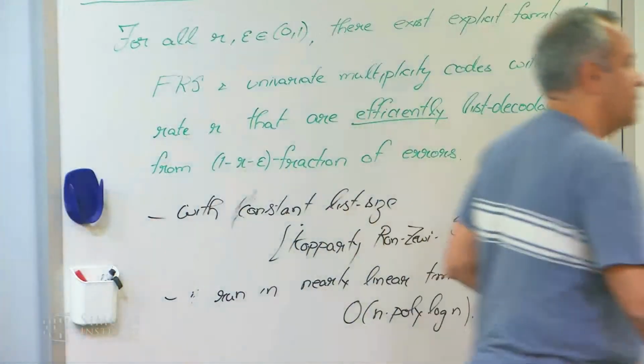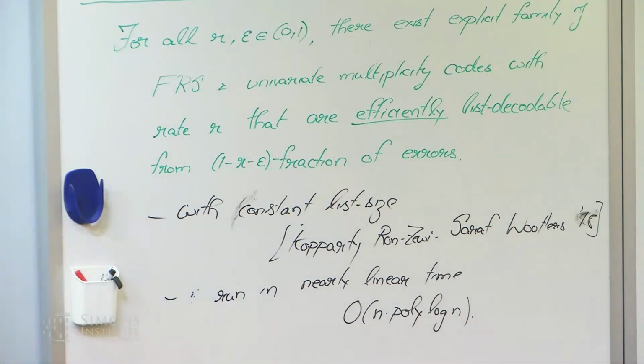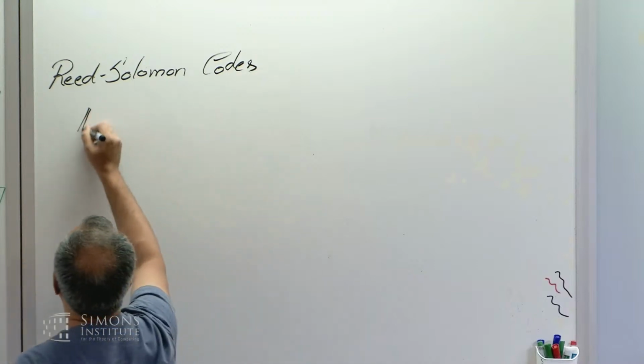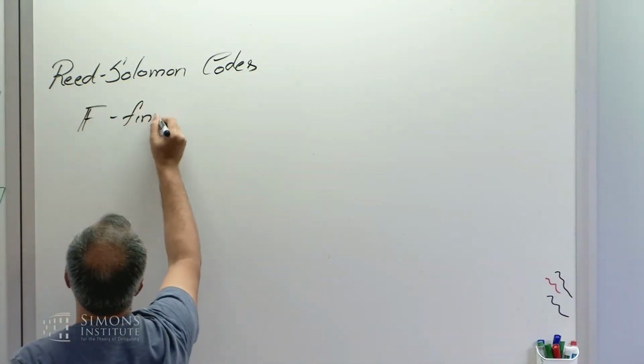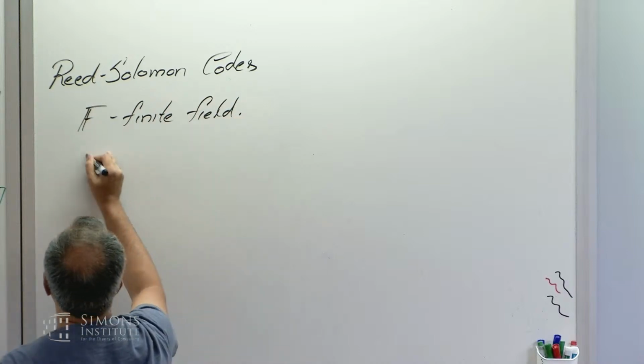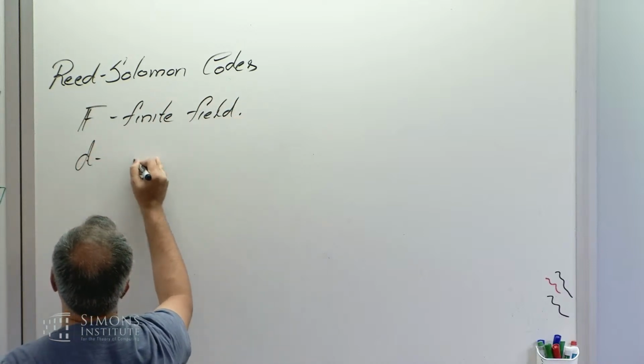Okay, so let's put down some quick definitions. The starting point of all these polynomial codes is our favorite family of codes, Reed-Solomon codes. We're going to be working with some finite field F, and some degree parameter D.